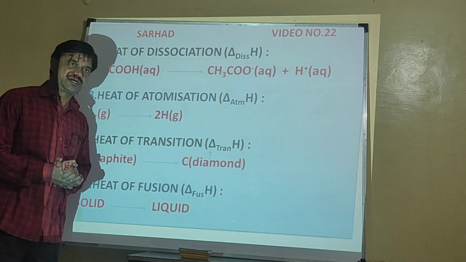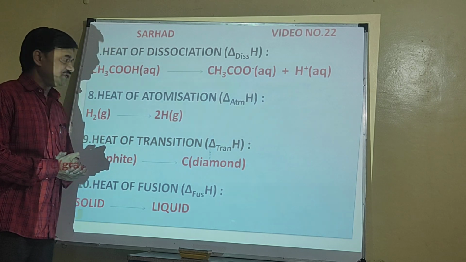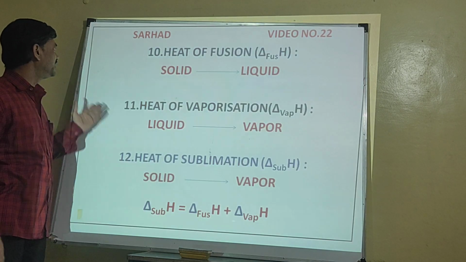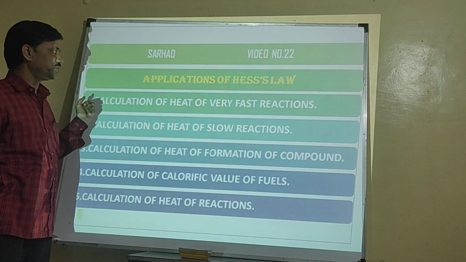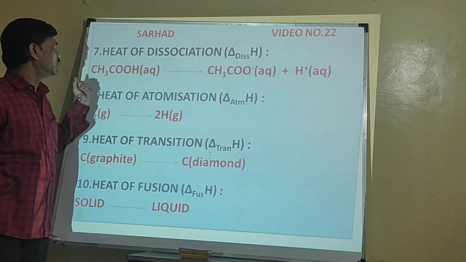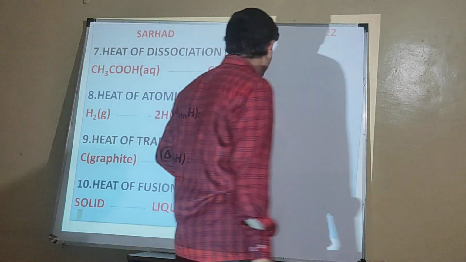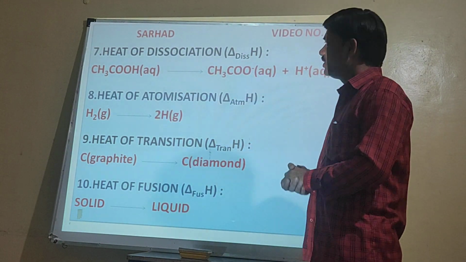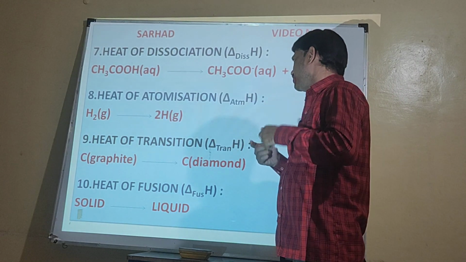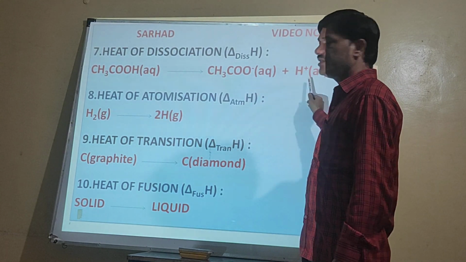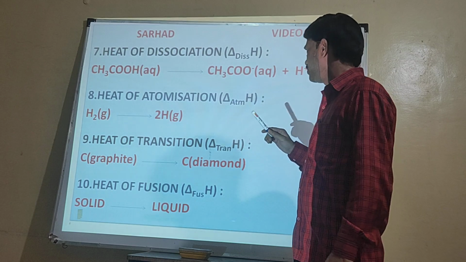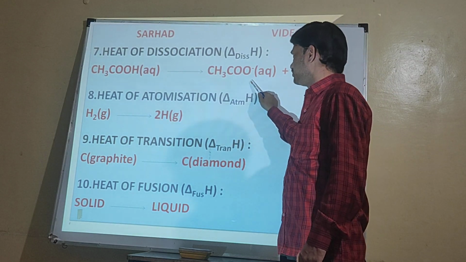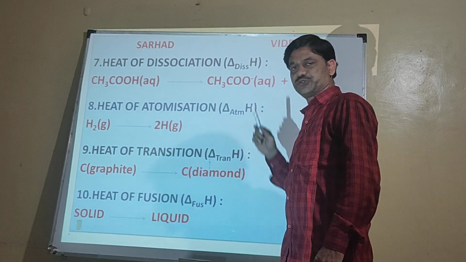In the last session we completed some different types of heat of reaction. Now in today's session we are dealing with these different types of heat of reaction. So what is the first one? That is known as heat of dissociation. What example is in front of you? Acetic acid is a weak acid. It dissociates partly into acetate ion and H plus ion in solution. So the enthalpy change related with this reaction is known as heat of dissociation.